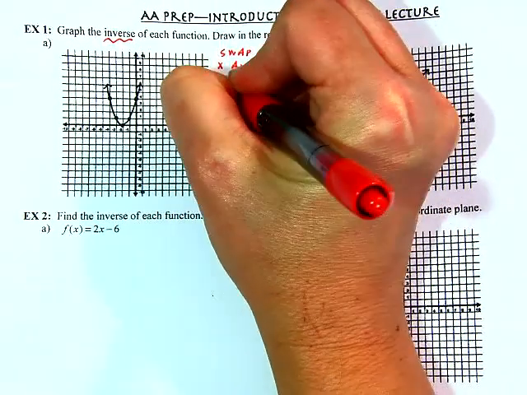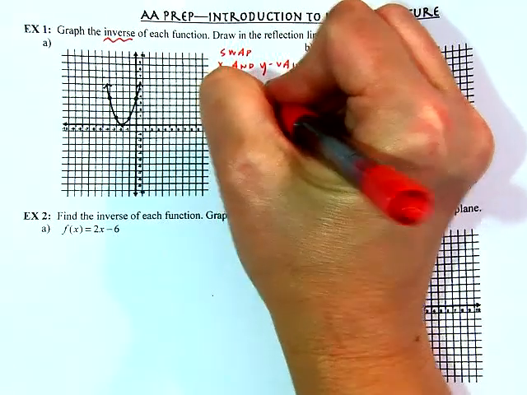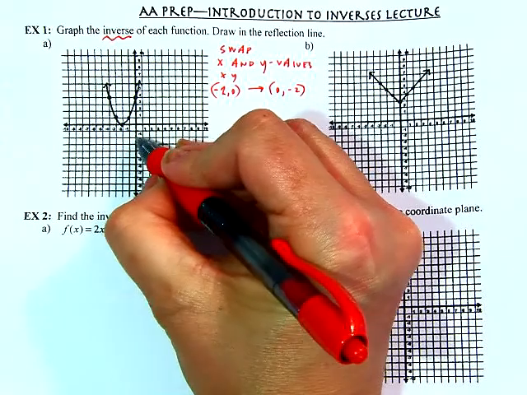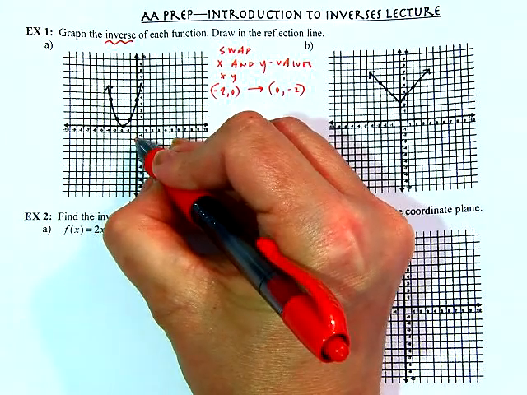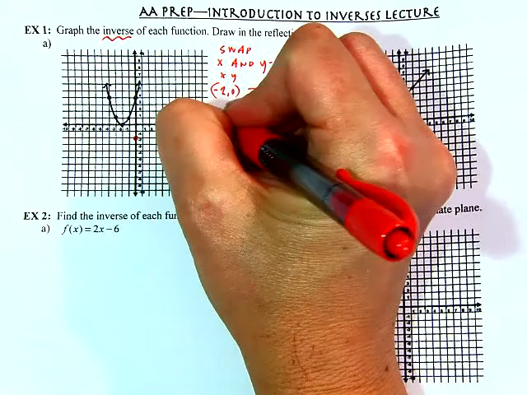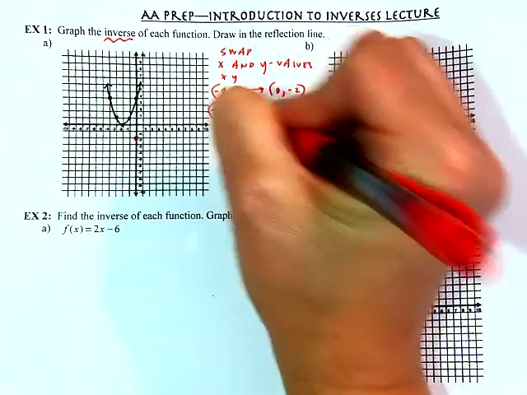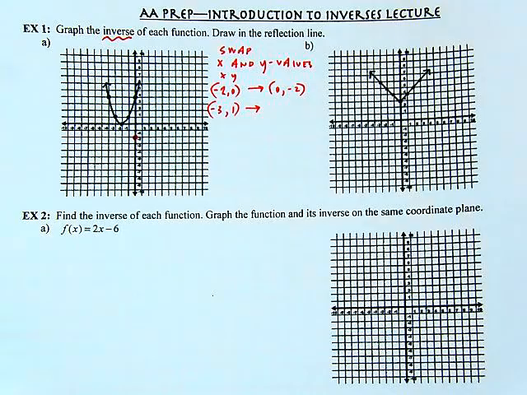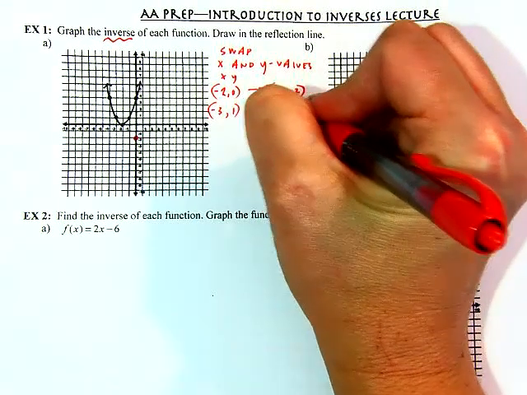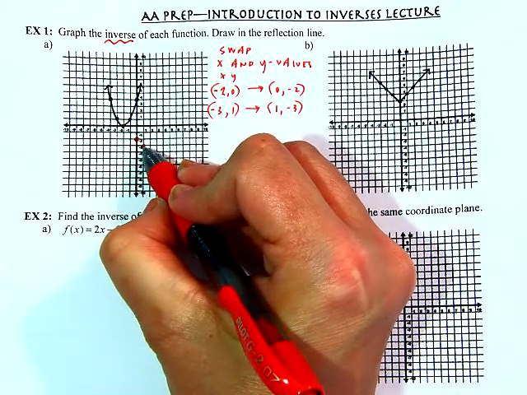If I switch the x and the y, there's the x, there's the y. If I switch their positions, it becomes 0, -2, right here. Okay, let's say that I look at this point right here. That's -3, 1. If I switch the x and the y, it becomes 1, -3. So 1, -3 right here.